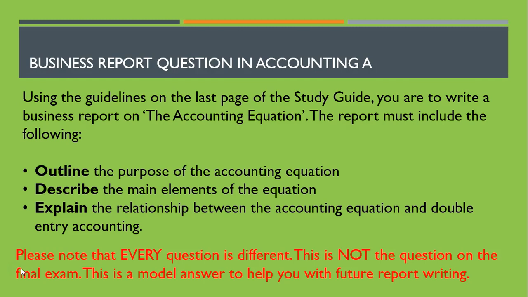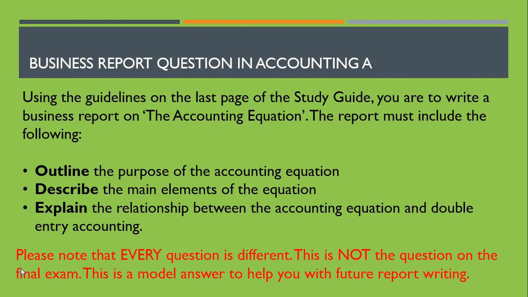This is what a business report question generally looks like in Accounting A. You can see these in your study guide. This question says, using the guidelines on the last page of the study guide, you are to write a business report on the accounting equation. The report must include the following.